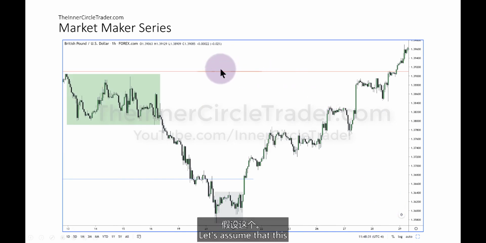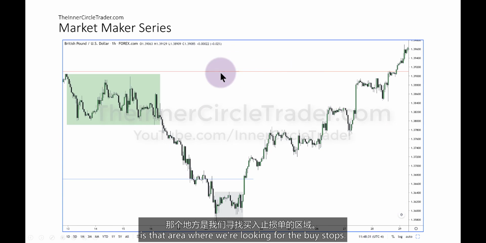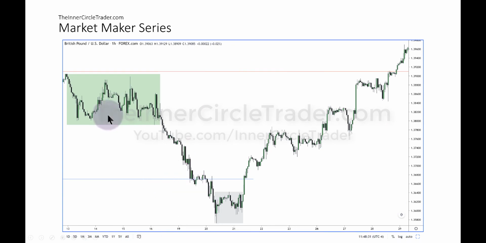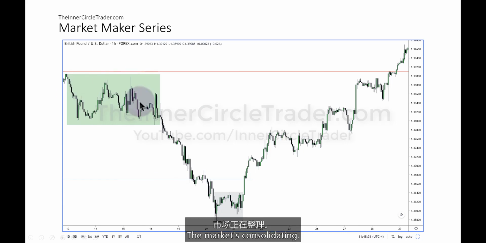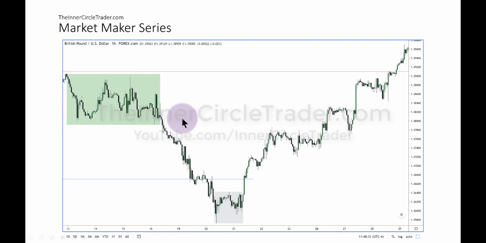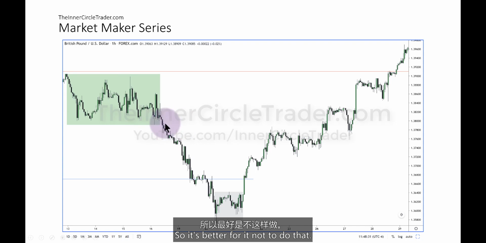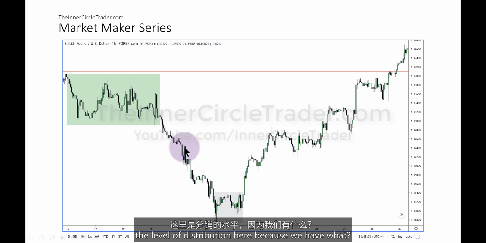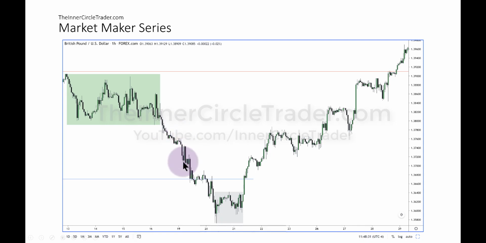Let's assume this is that area where we were looking for the buy stops, and this is where the old low was on the daily chart where the sell stops were. Look what we have here. The market's consolidating. It leaves the consolidation, but why doesn't it come back up here? It doesn't need to. So it's better for it not to do that. And we have the level of distribution here, because we have what? Optimal trade entry, sells off. Another level here, optimal trade entry, sells off.